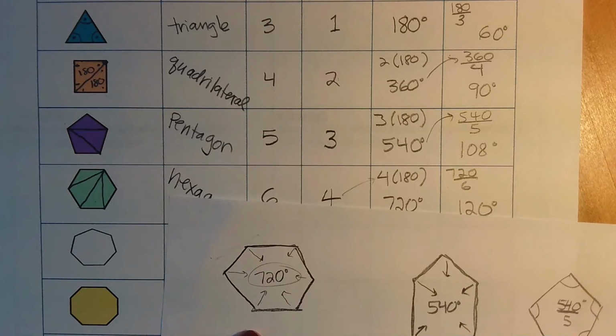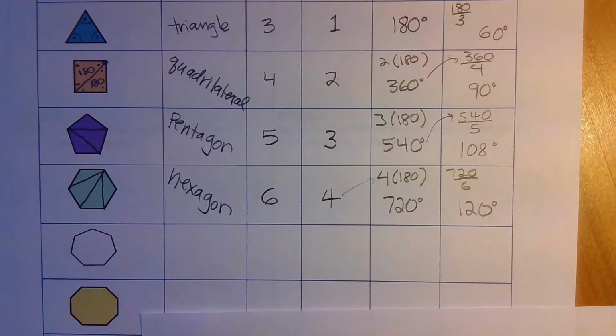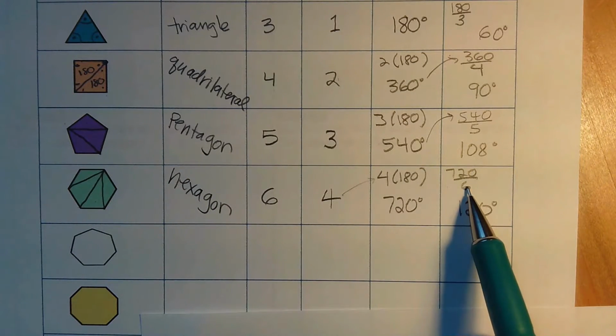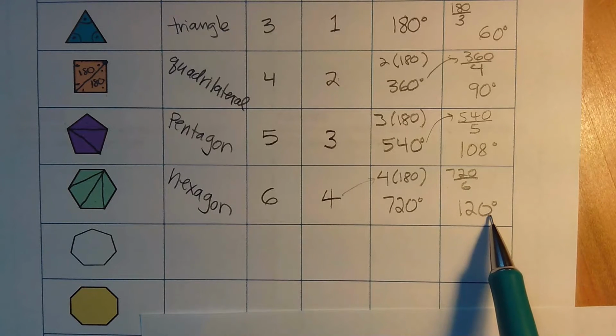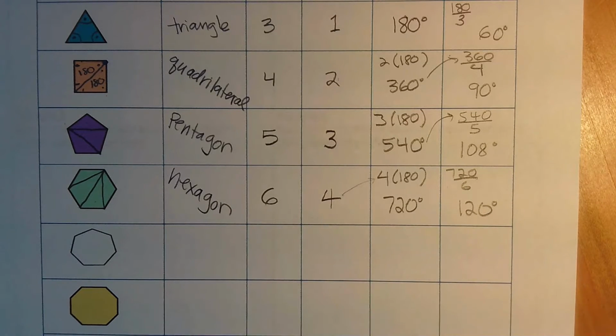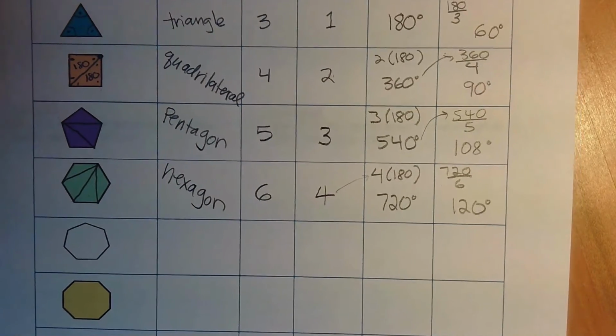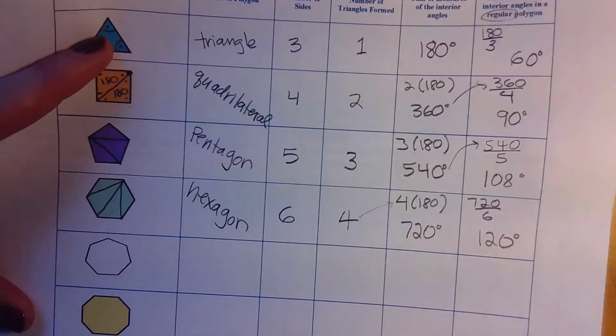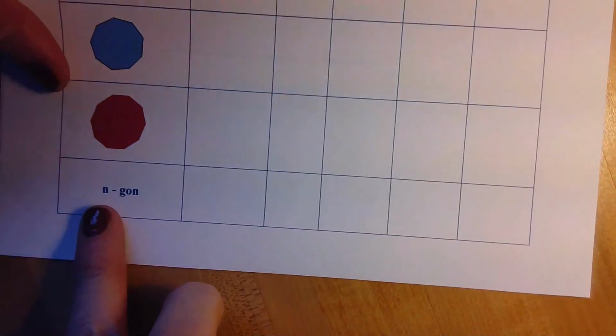Okay, and then if I wanted to know how big just one of those angles is, it would have to be a regular hexagon. But I would take that 720 and divide it by the number of angles, which is the same as the number of sides. And then you get 120 degrees. All right, so go ahead and work your way down the chart. And just observe what happens as you go across the rows, because we're going to try to come up with a couple formulas when we get to the n-gon.